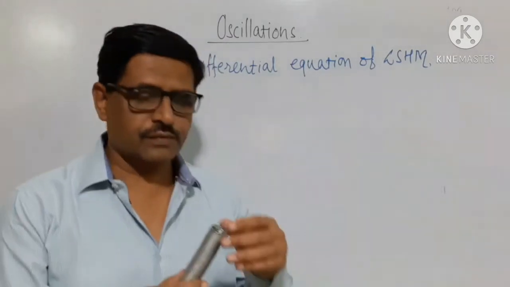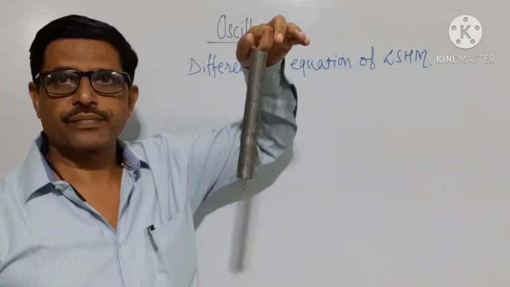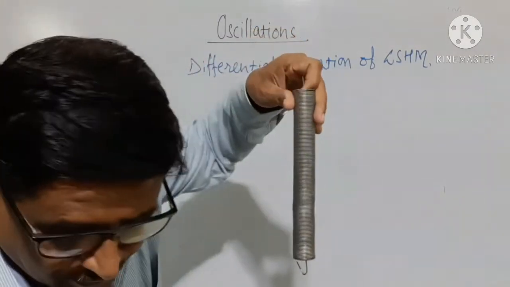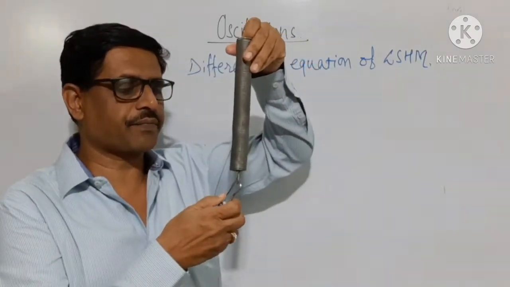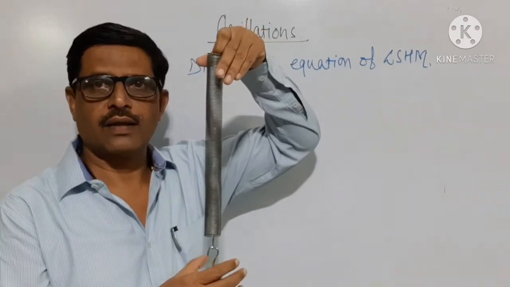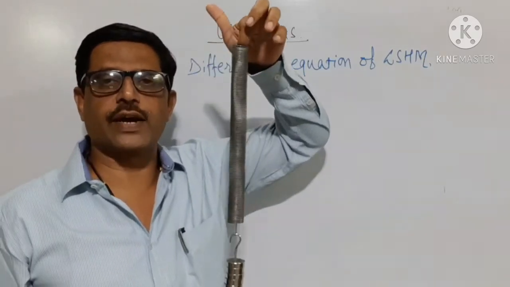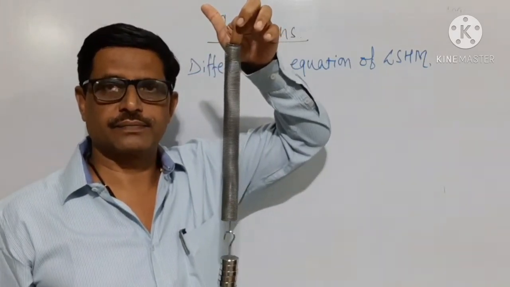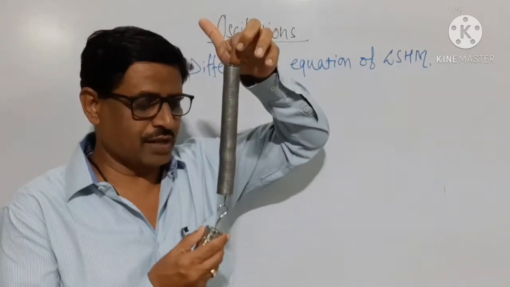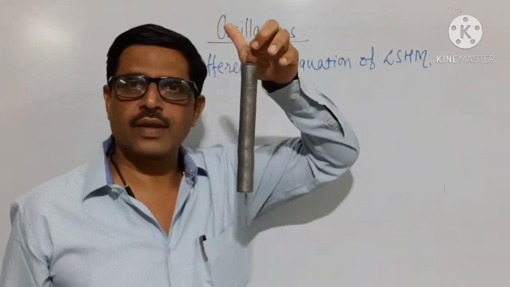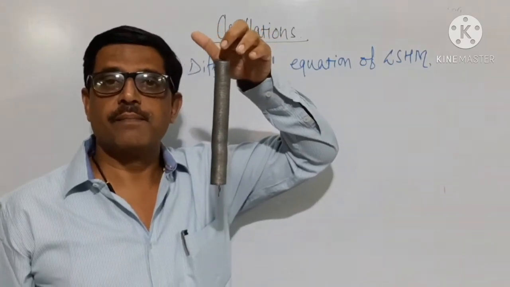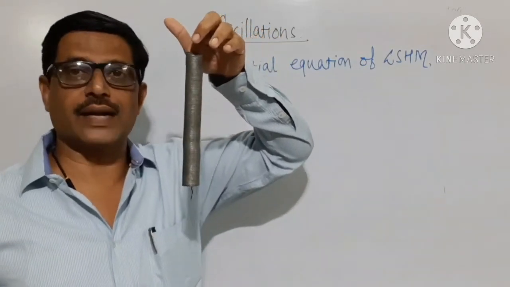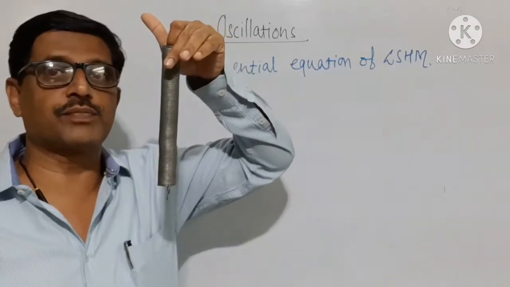Here I have a spring. The free end of the spring is attached with some mass. The spring gets elongated. As soon as you remove the mass, the spring will come back to its original length because of the property that is called elasticity of the spring.